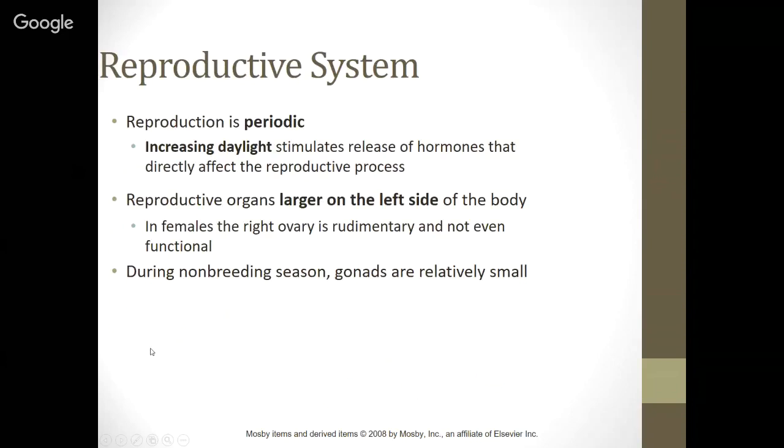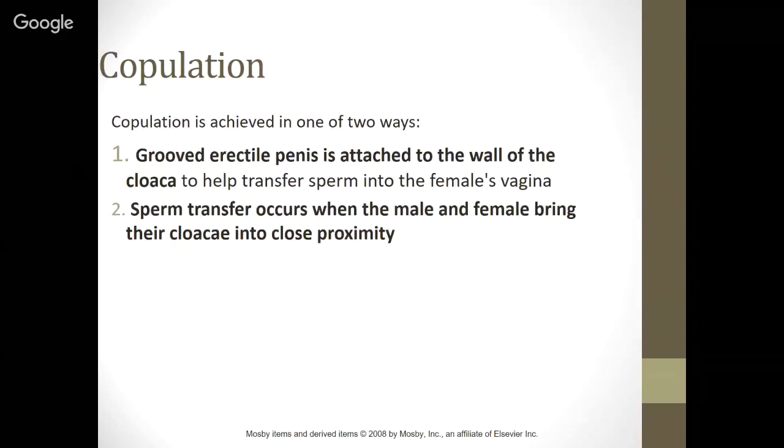Reproduction is periodic. Increasing daylight stimulates the release of hormones that directly affect the reproductive process. Reproductive organs are larger on the left side of the body, and in females, the right ovary is rudimentary and not even functional. During non-breeding season, gonads are relatively small.